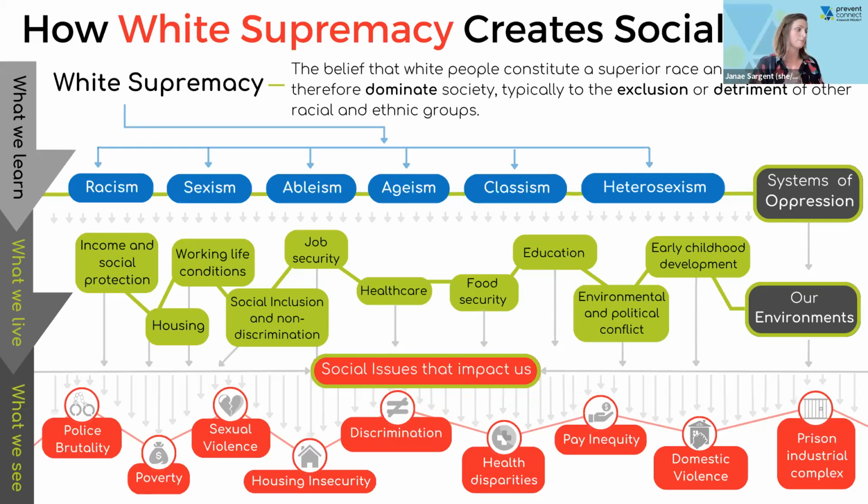So those are the things at the bottom, what we see. These are the things that we're confronted with every day that people recognize. But as preventionists, we have to look up and think about what are the causes of those things. So in the what we live, that's our social determinants of health. We talked a lot about that in the second session. These are our environments, the ways that we live our lives that impact and create social justice issues. At the root of all of that, though, is oppression and white supremacy above that.